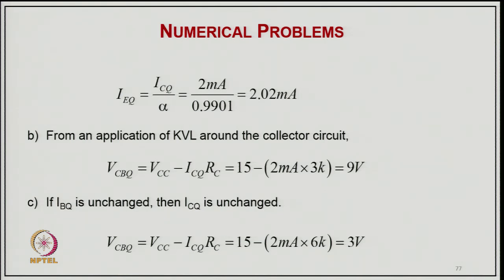So, from application of Kirchhoff's voltage law around the collector circuit, we can write VCEQ equal to VCC minus ICQ RC, and that is 15 minus 2 milliampere into 3 K, that comes 9 volt, and IBQ is unchanged, then ICQ is unchanged. So, VCEQ will be VCC minus ICQ RC, that is 15 minus 2 milliampere into 6 K. So, that comes only typically 3 volt.